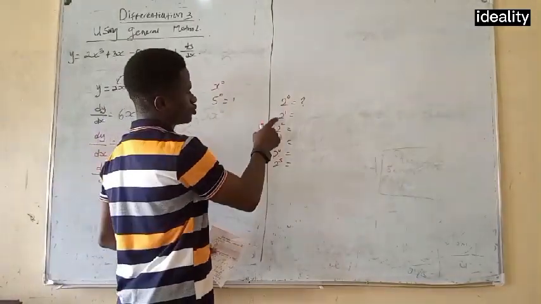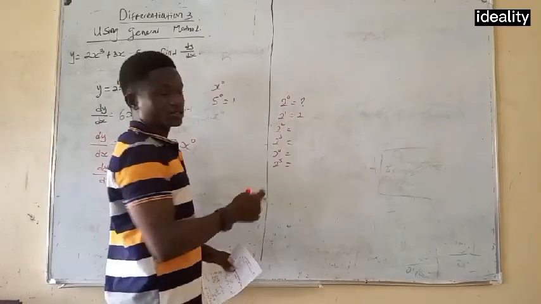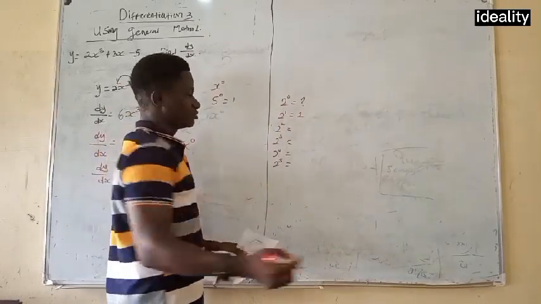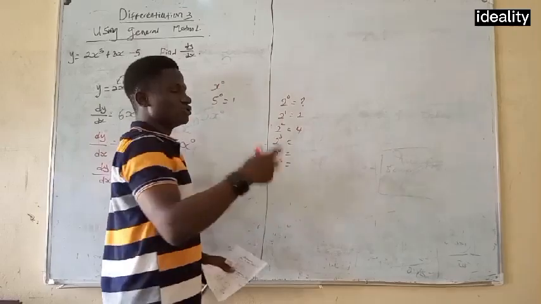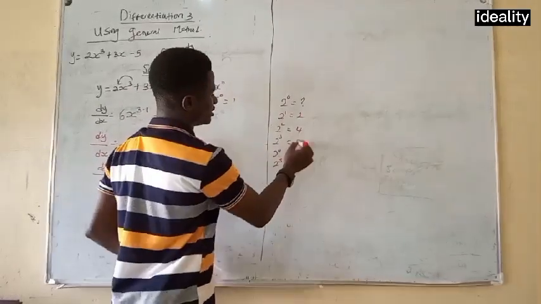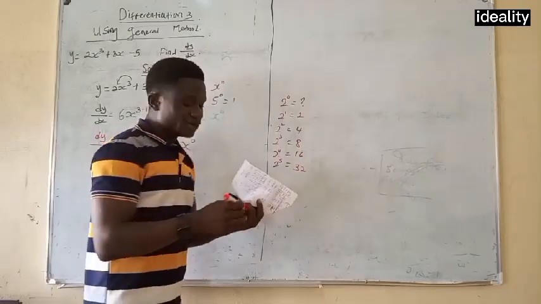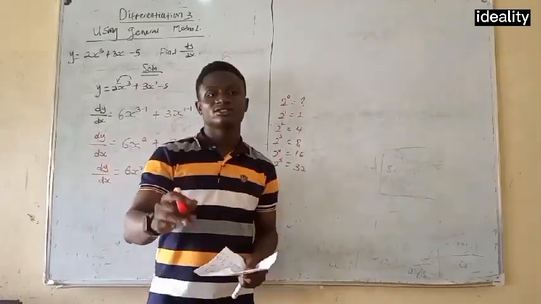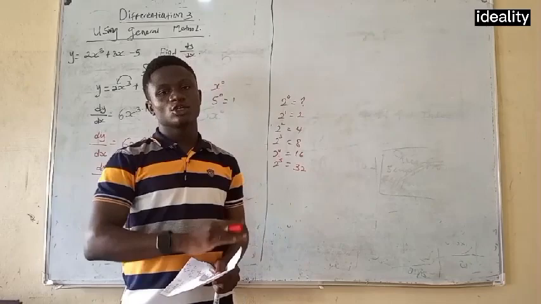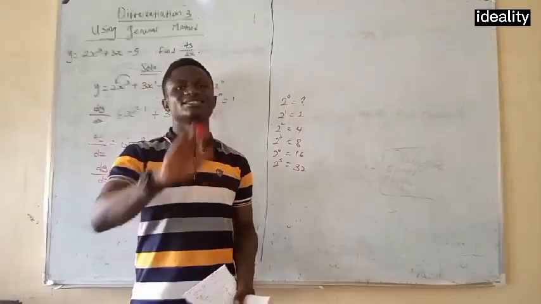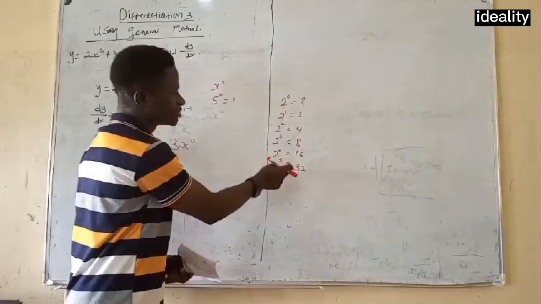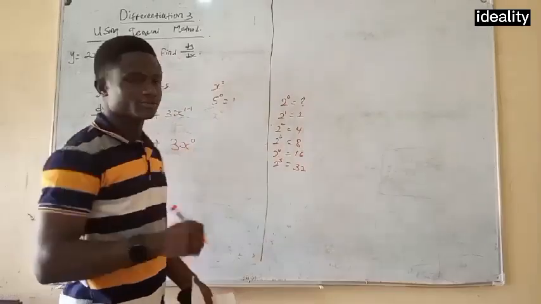Let's look. 2 raised to the power 1 is 2. We all know that. 2 raised to the power 2, that's 2 times 2, we have 4. 2 raised to the power 3, 2 times 2 times 2, we have 8. Then we have 16, then 32. Now in mathematics, one of the things we do is we observe numbers, we observe changes in numbers. Let's observe how these numbers are changing.